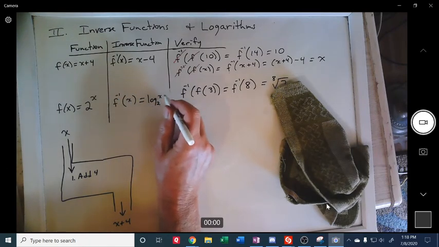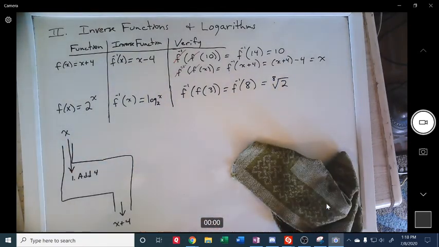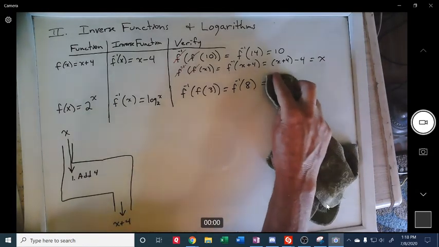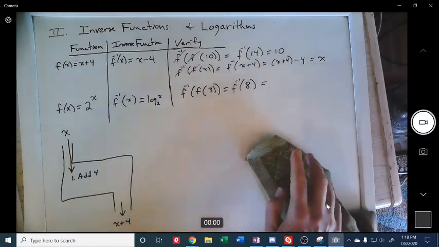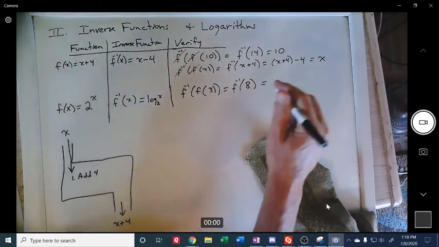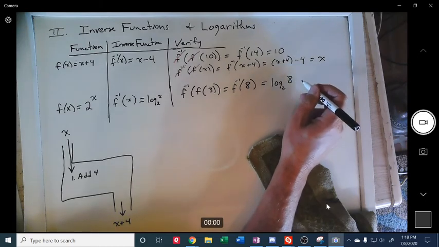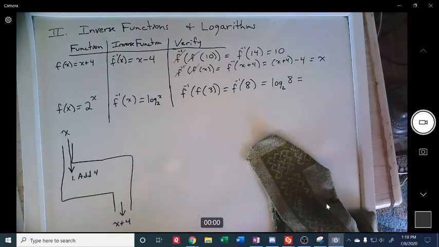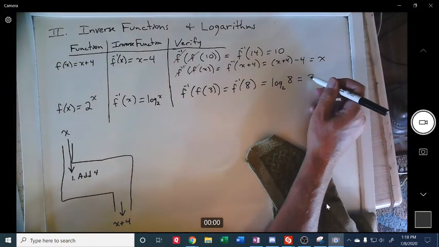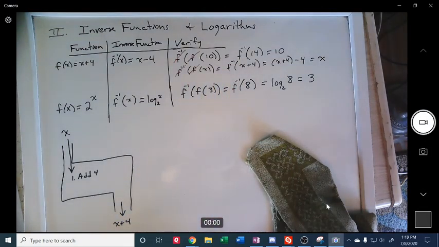And logarithms were created to be the inverse of the exponential function. And then, if you did this, we would see that f inverse of anything is the log base 2 of that anything. And now this asks 2 to what power is 8, and that's 3. And now it's working correctly as if the f inverse and the f are killing each other off.